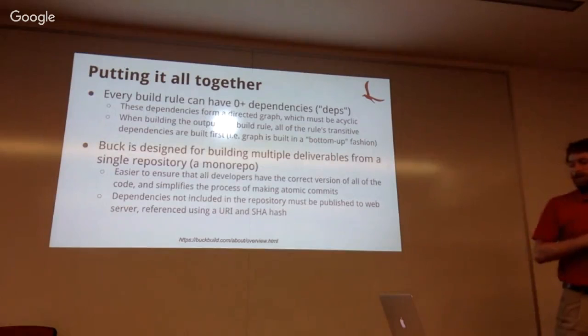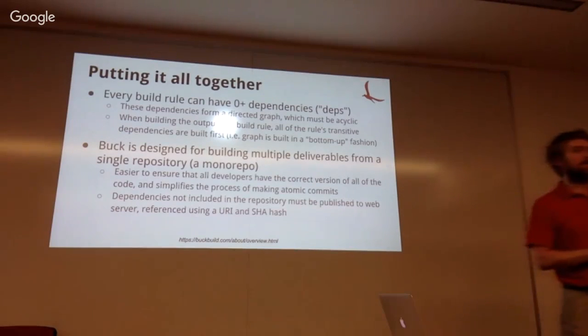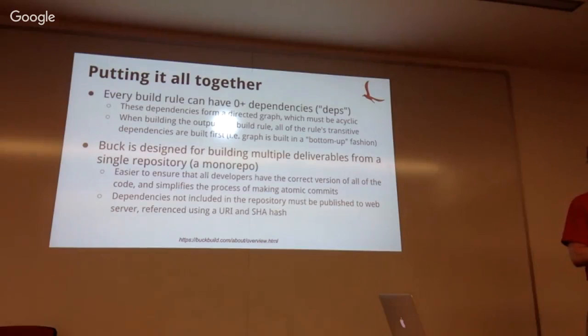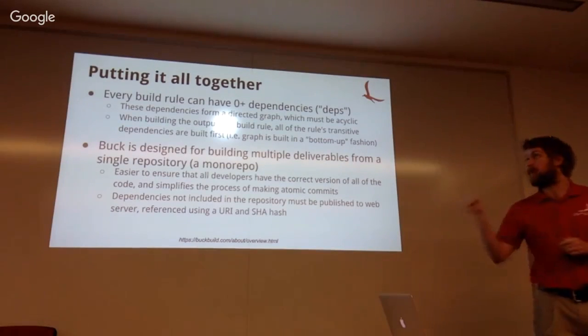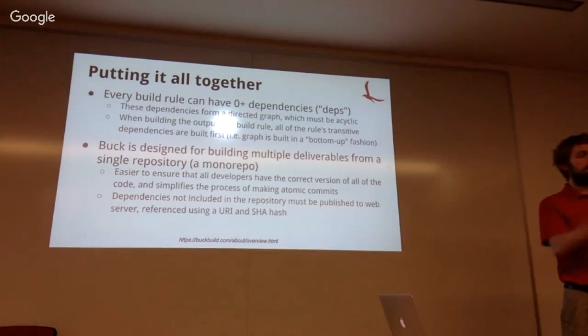So putting this together, build rules can have no, zero, or more dependencies. The dependencies in Buck form a DAG, a directed acyclic graph. If you decide to put a circular dependency in, Buck during parse time will just fail, and it'll tell you that you can't do this. And then the way Buck works is that you have the DAG, you start at the leaves with no dependencies. You build up the things with no dependencies. Once all of a rule's dependencies have been satisfied, that rule can be scheduled for execution.